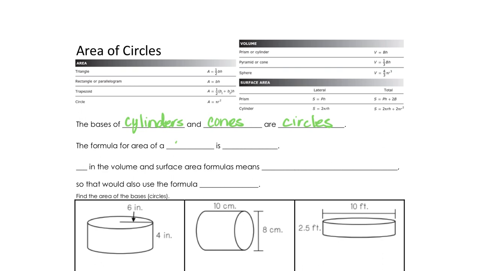So the formula for the area of a circle is listed above, where we find area equals pi times radius squared. When we look at the formulas for volume, you can see there's a capital B. Capital B in those formulas means area of the base, which means you could also use that formula, area equals pi r squared, in place of the B. So we can use big B here.